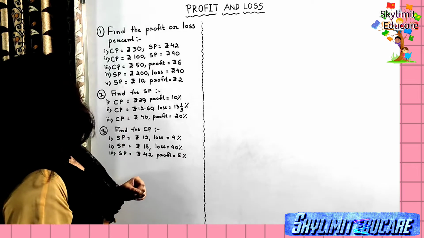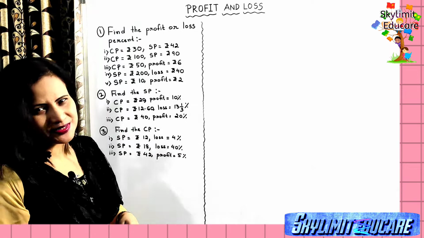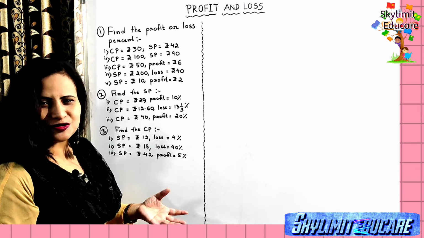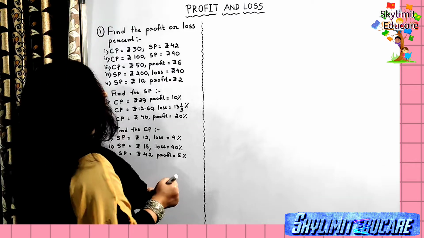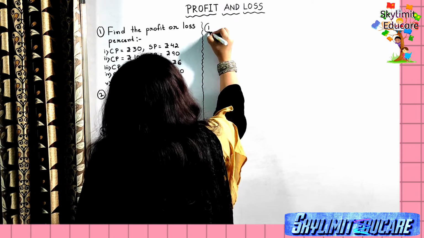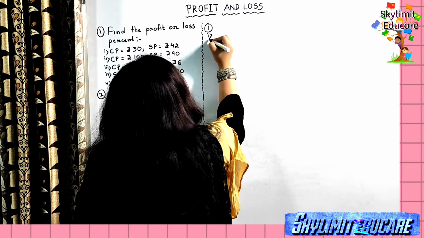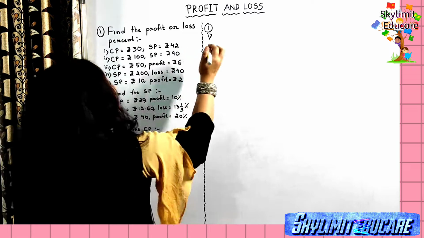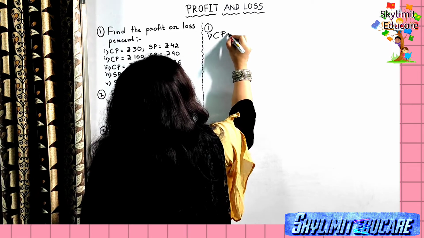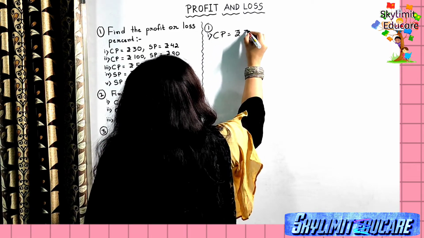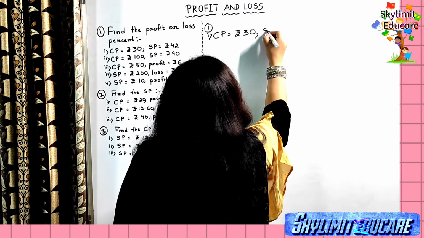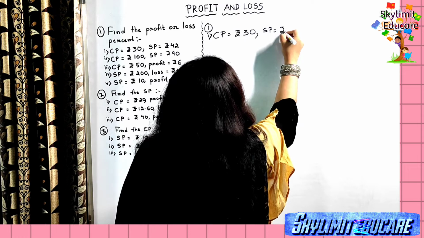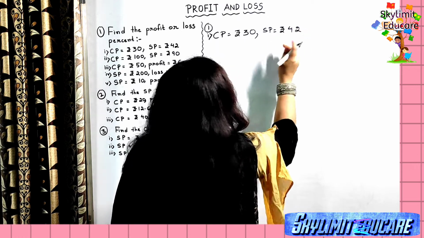So now students, let us start solving the questions, right? The first question for today is find the profit or loss percent. We have already discussed the formula, so how to apply the formula in the given question? Let's see it. So question number 1, bit number 1. Cost price is 30 rupees and selling price is 42.